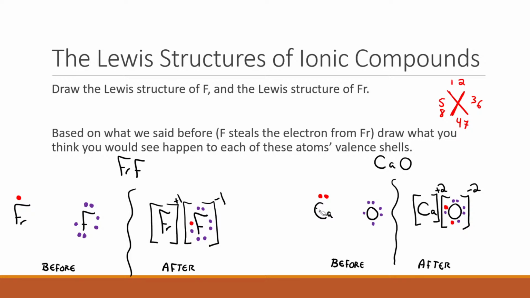Remember, when we're trying to decide what gains and what loses, calcium has the option of losing 2 or gaining 6. It will always pick the lower number. Same thing goes for oxygen. Losing 6 or gaining 2, it will always pick the option with the smaller number.